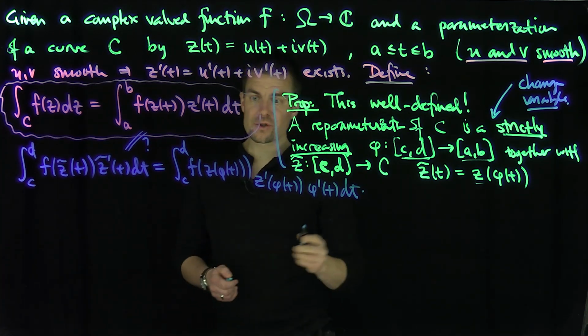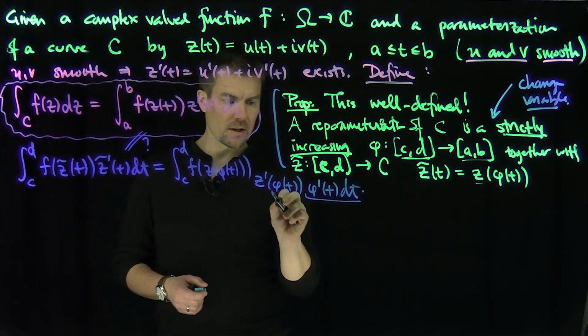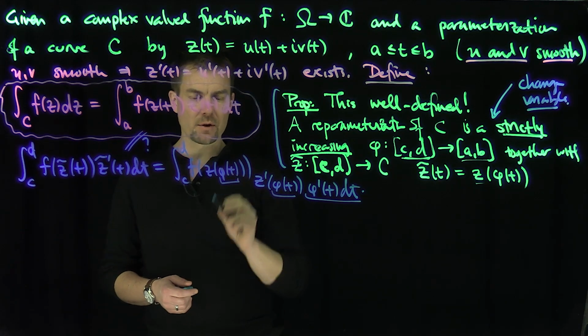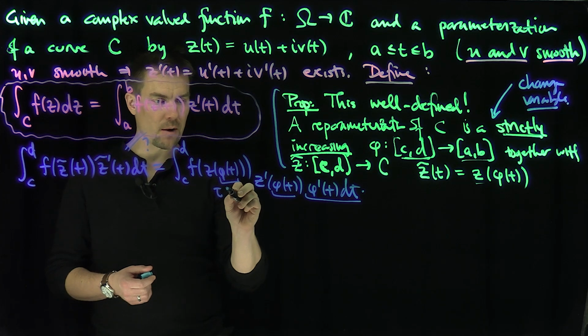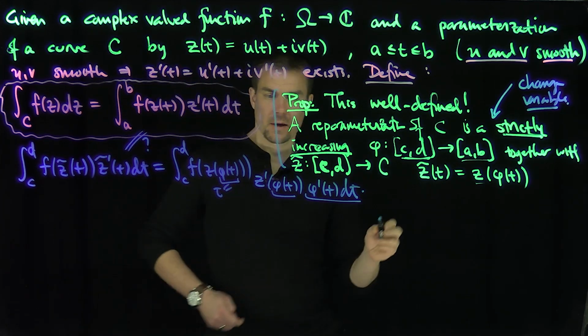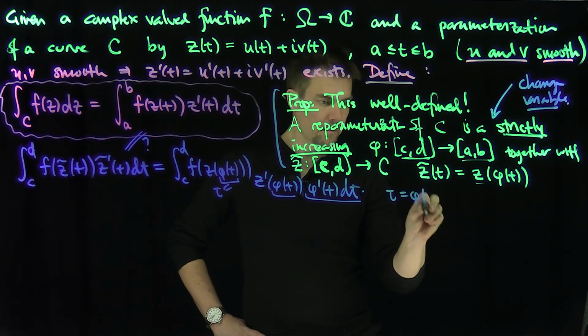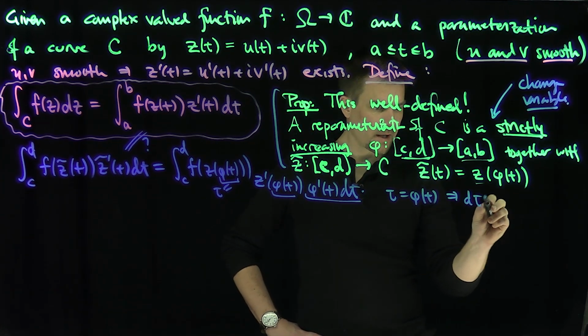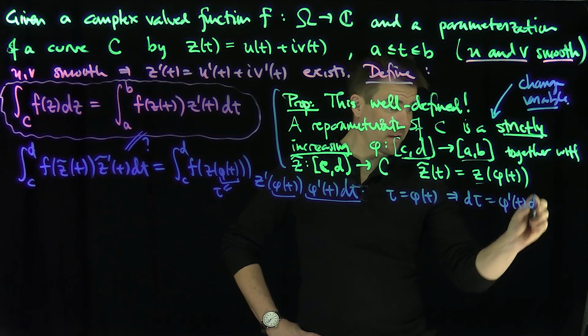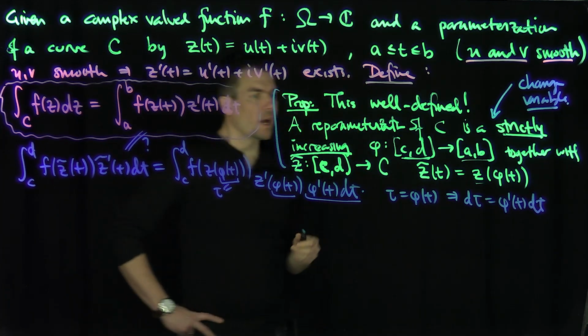And now, of course, I'm going to change the variables over here. I'm going to let the phi of T over here be, let's call that tau. So phi of T is equal to tau. And therefore, what's d tau? Then d tau is going to be phi prime of T dt. Good.